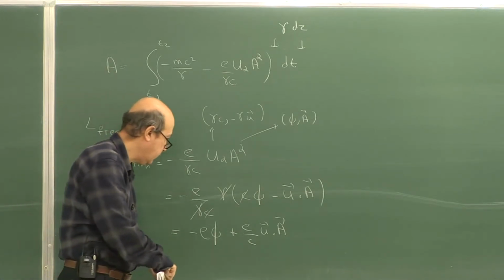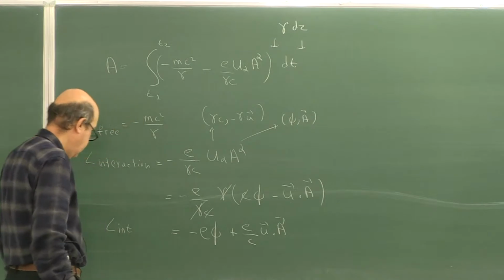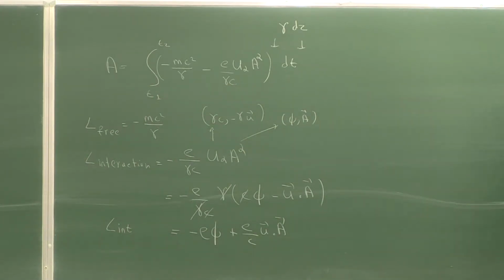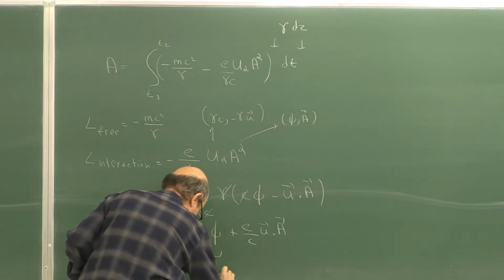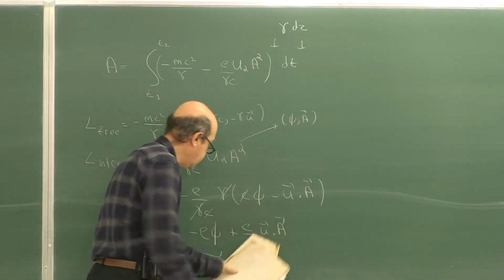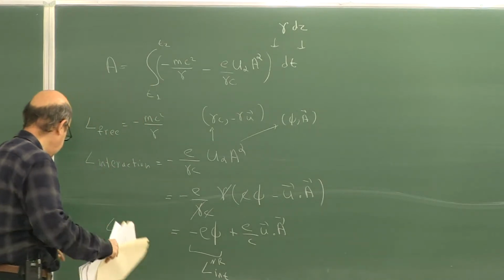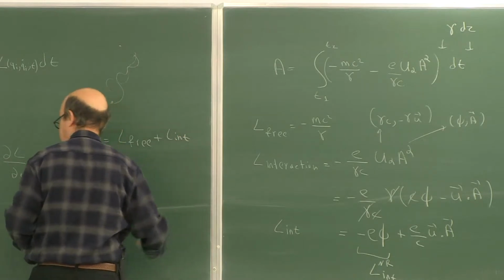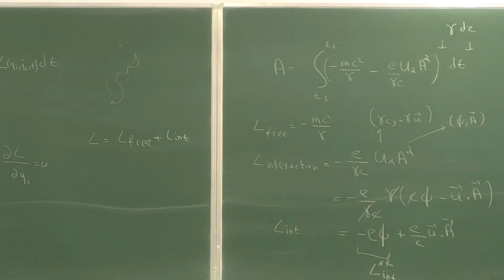And we know that if there is no vector potential, that is nothing but minus e times the scalar potential, which is the potential energy of the scalar potential. So in the non-relativistic limit, we have only this term. This is the interaction Lagrangian for the non-relativistic case, and this part for the relativistic case. Now I give you as an exercise to sum the free and the interaction terms, write the total Lagrangian, and find the equation of motion. If you find the equation of motion, you will find the three-dimensional Lorentz force.